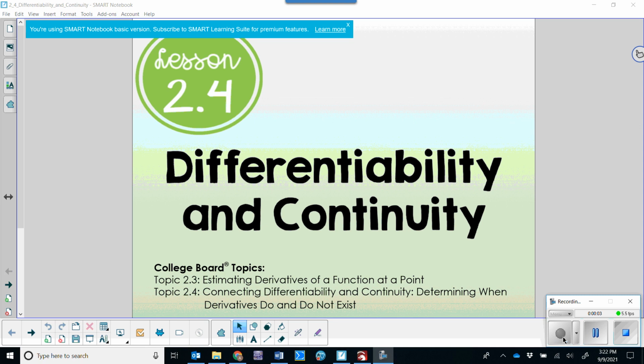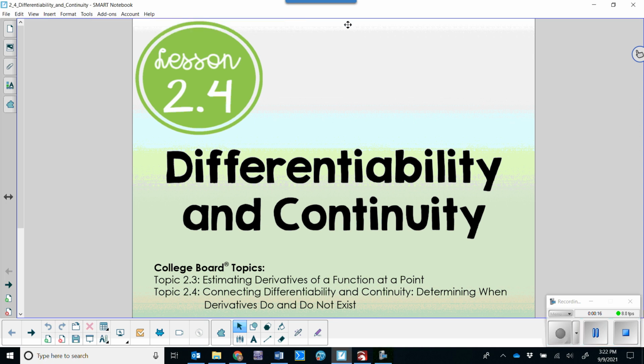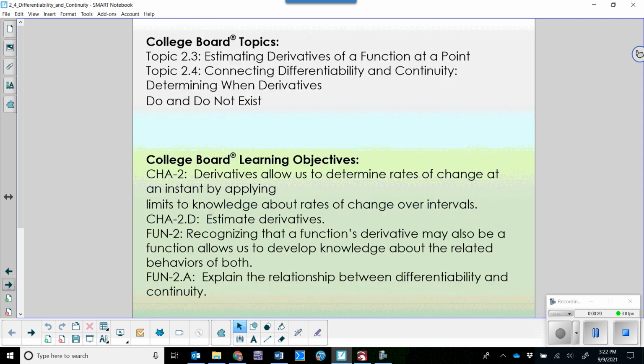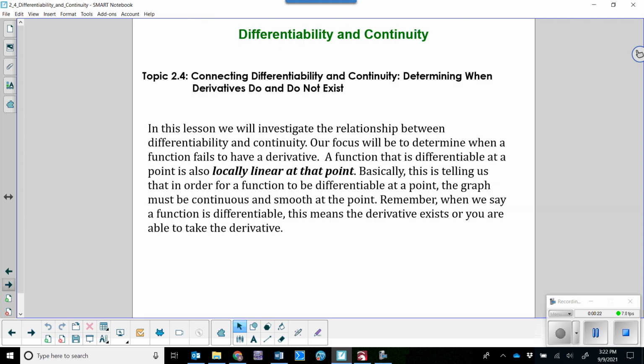This is lesson 2.4 about differentiability and continuity. So a little review of how we determine things being continuous, and then also talking about how we know something is differentiable, which means that you can find the derivatives. So that's what we're going to talk about today.